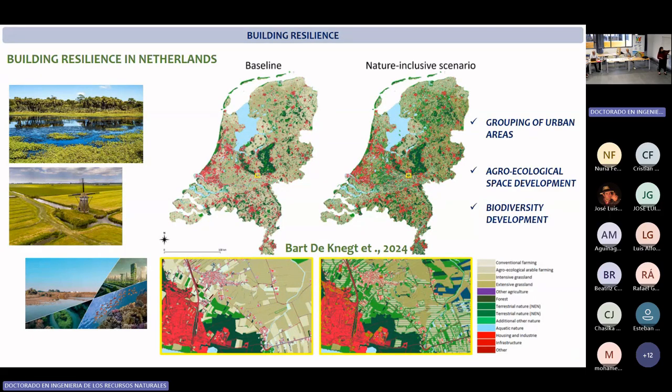So, for example, I will take an example in the Netherlands. My colleagues have done this work, building resilience. In this system, they started from the baseline, from this part, and they included some nature-inclusive scenarios. They changed the distribution of all land use, like grouping all urban areas, developing many agroecological space developments, increasing biodiversity. So they changed the distribution of construction around the area to enhance these protections.